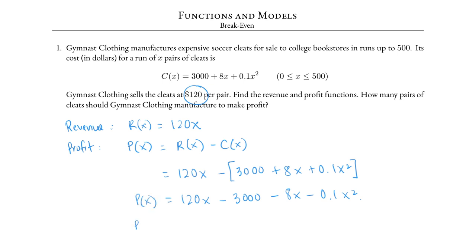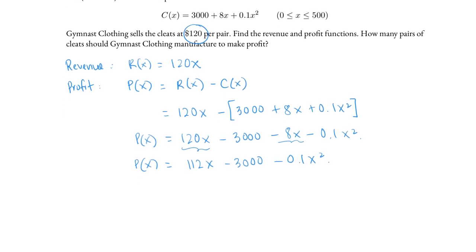Oftentimes, we will need to simplify this equation because there are two terms with x. We need to combine like terms. 120x minus 8x is 112x, and then we bring down everything else. The equation is now simplified to 112x - 3000 - 0.1x².